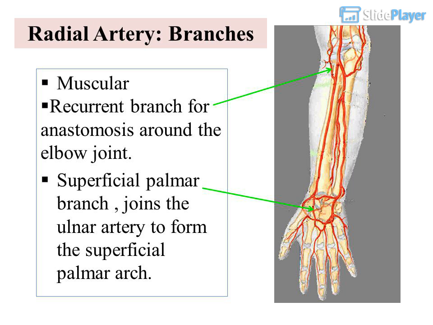Radial artery branches: muscular, a recurrent branch for anastomosis around the elbow joint, and the superficial palmar branch, which joins the ulnar artery to form the superficial palmar arch.